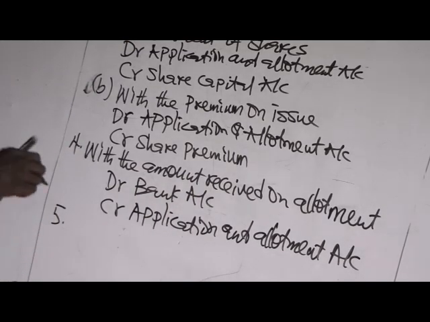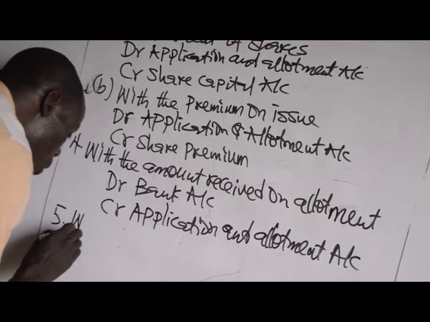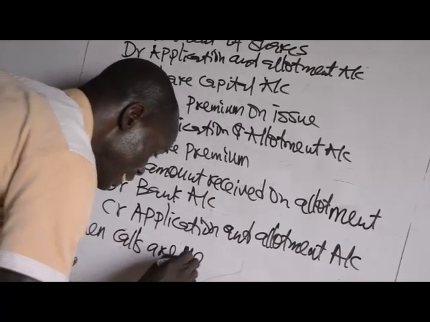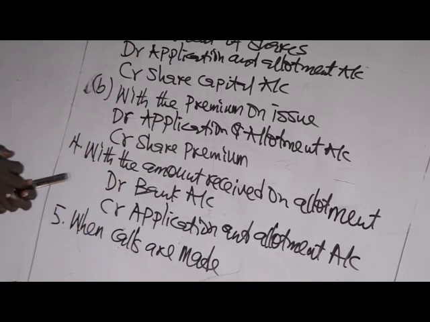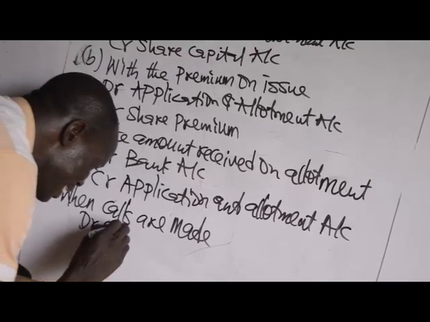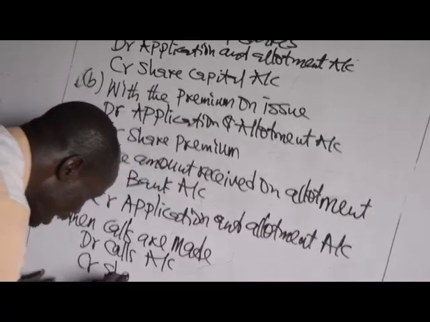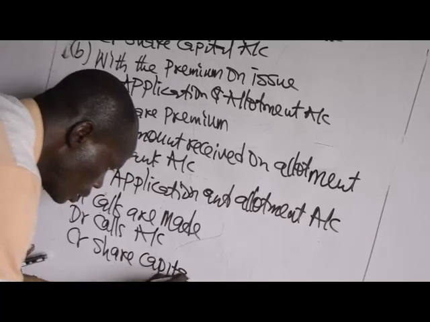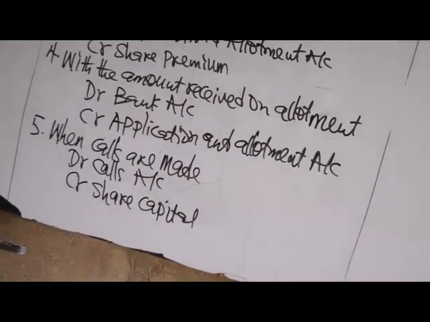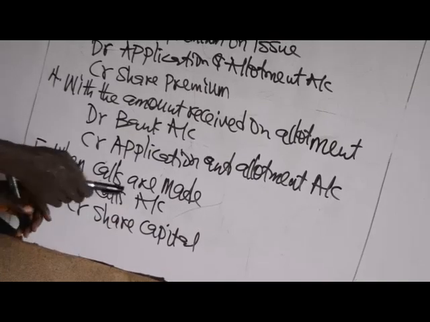Number 5. The company will make calls. When calls are made, the company will debit call account and credit share capital account. Credit the share capital account with the called up value. The company will debit the call account and credit share capital account with the called up value.